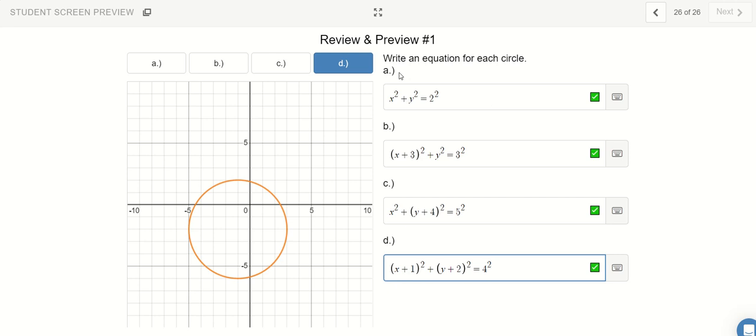All right, so it's going to work very similar to how we shifted parabolas. Adding or subtracting to the x moves it side to side. Adding or subtracting to y moves it up and down. And I can change the radius by changing the r squared back here.